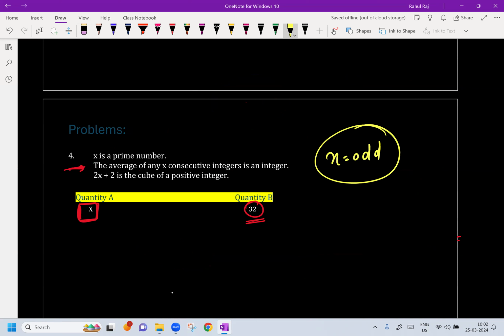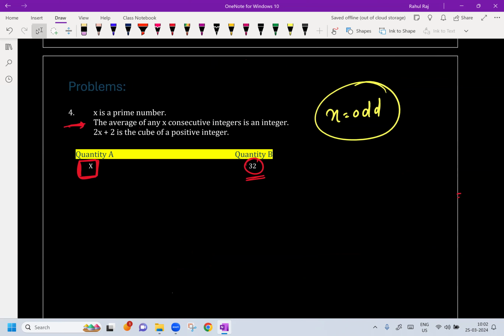Now, option number 2 says 2x plus 2 is a cube of a positive integer. So what are the cubes? Cube starts with 2 cubed is 8. 3 cubed is 27. 4 cubed is 64. 5 cubed is 125. 6 cubed is 216. Why am I taking this big number?